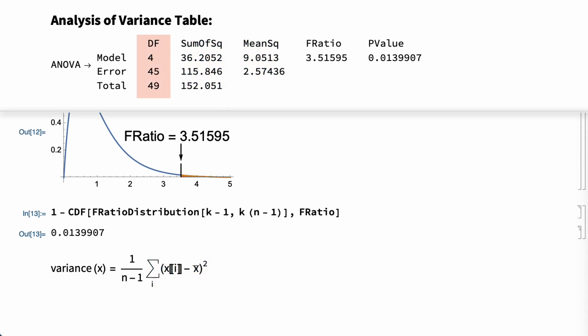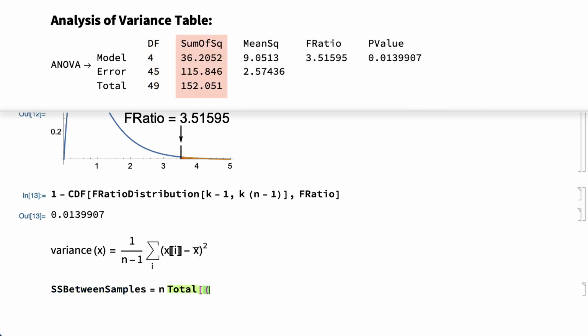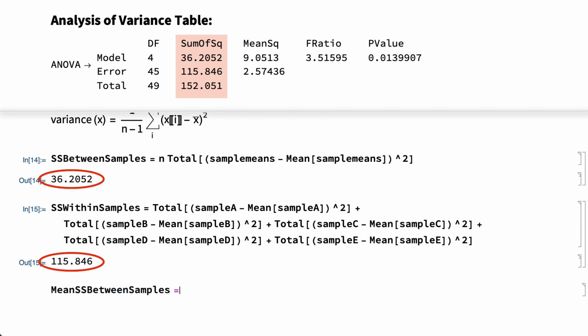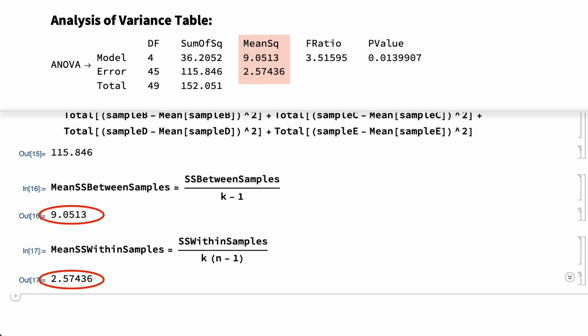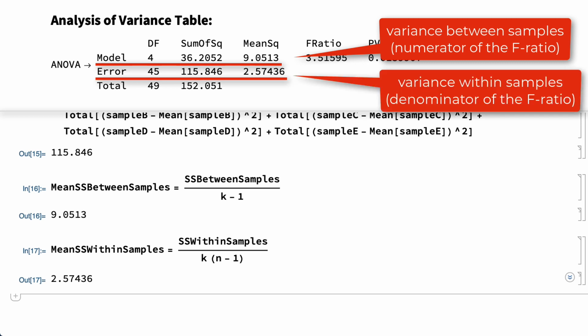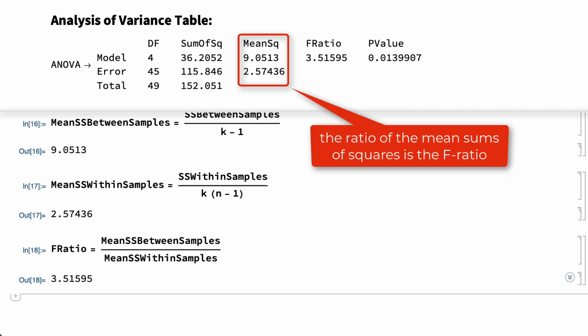The column labeled DF shows degrees of freedom for the numerator, the denominator, and the total. The sum of squares column shows the sums of squares that come up in calculating variances, and the mean squares column is the sum of squares divided by degrees of freedom for each row. The row labeled model corresponds to the variance between sample means, and the row labeled error corresponds to the sum of the variances within each sample. The ratio of the 2 mean sums of squares is the F ratio.